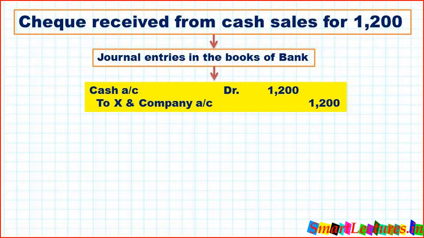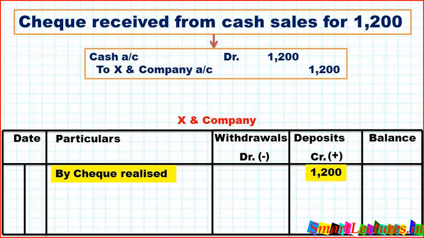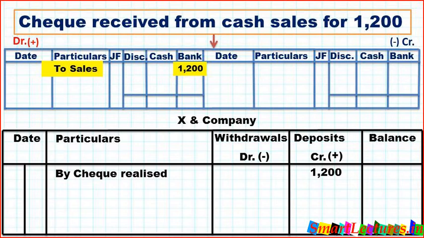Let's see how this entry will be reflected in the passbook. You know, passbook is simply a photocopy of the ledger maintained by bank. So that will be on the top X and Company, and that will be by check realized, and 1200 in the plus items, or you can say credit items. So you have seen that this 1200 is on the debit side of cash book, means the firm has debited 1200. But on the other hand, this is a credit item for bank. It means bank has credited 1200 in the ledger.